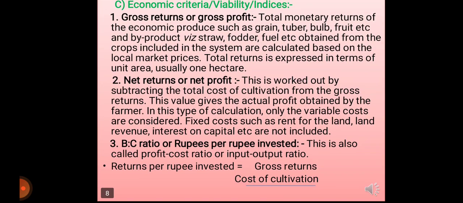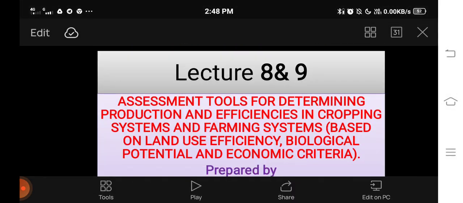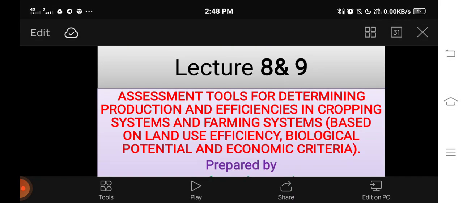This is all about assessment tools for determining production and efficiency of cropping system.